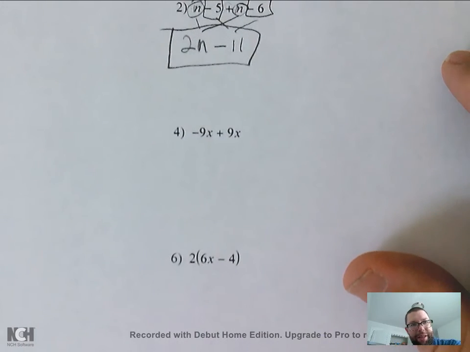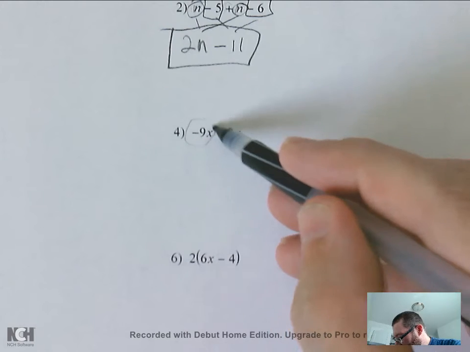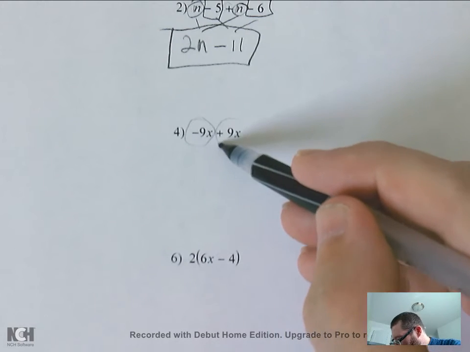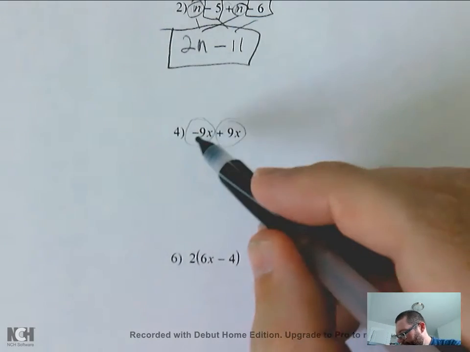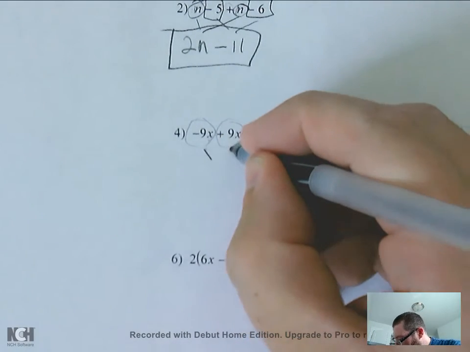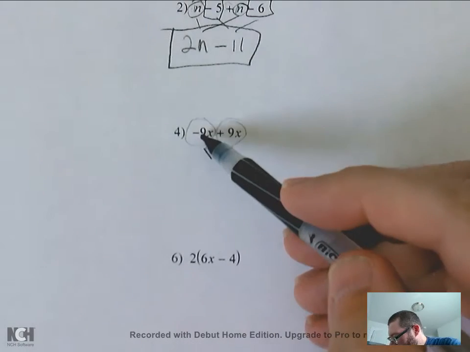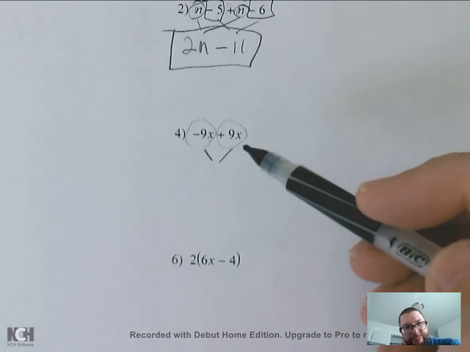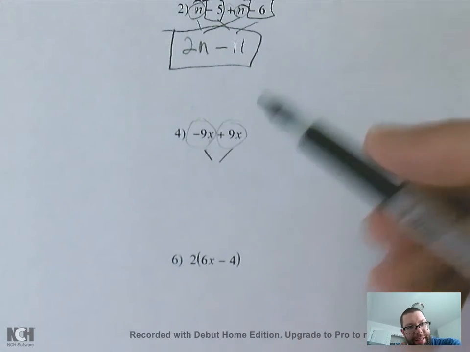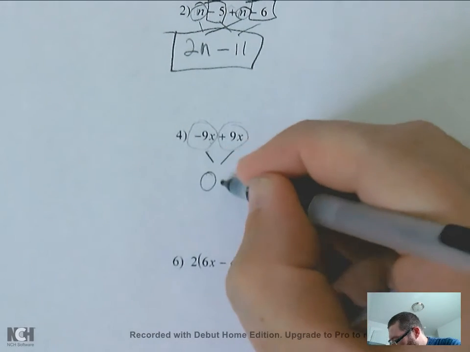Okay? If we look at the next one, we've only got two terms here, right? We've got a -9x and we've got a positive 9x. They both have x's, so those are like terms, and we can combine them. Now, when we're combining numbers with variables, we're basically just adding the numbers in front, right? -9 plus 9 is 0. Now, this is what I usually get, and this is something that will be marked wrong: 0x.